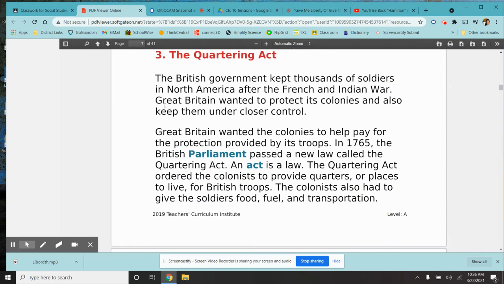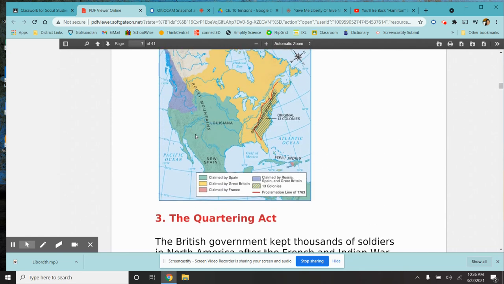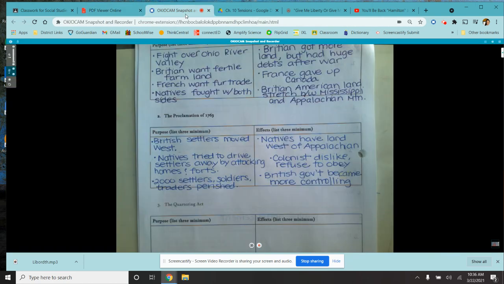All right, the Quartering Act. Sorry, I'm jumping the gun. We're going to do this one later. Oops, we'll save this for the next lesson. All right, so we are going to end it there today.